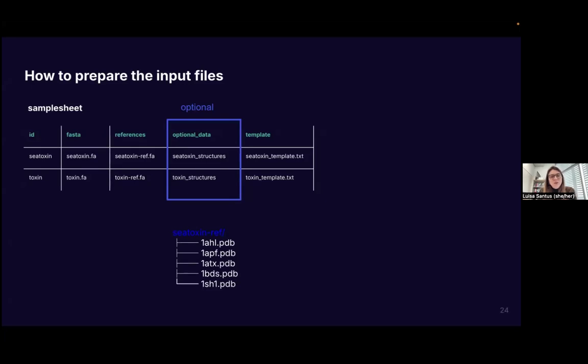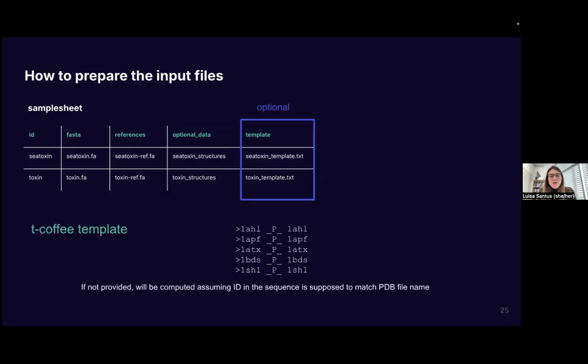Here currently we just have structures. We called it optional data because we envisioned this pipeline to take as input not only protein structures, but at some point potentially other information. That's why we kept the name vague. And here, as I was mentioning before, you pass it in the form of a folder. So you have a folder and within it you have all your structures.